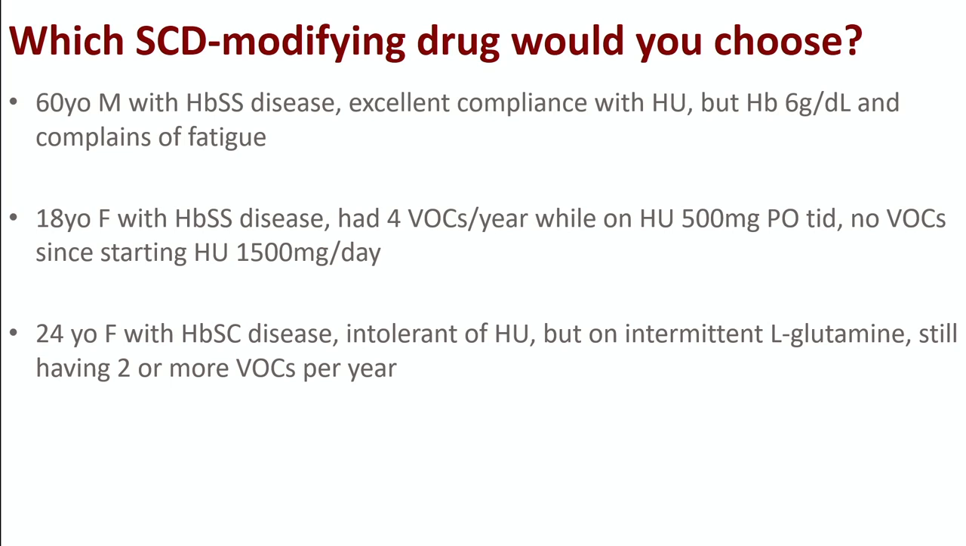Next person, 24-year-old woman with SC disease. She is intolerant of hydroxyurea. She does take L-glutamine intermittently, but she does have ongoing crises, 2 or more per year. What do you think I should do in this case? Crizanlizumab. So crizanlizumab is a good option for this patient.